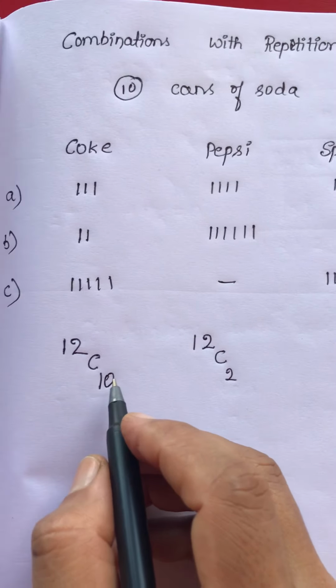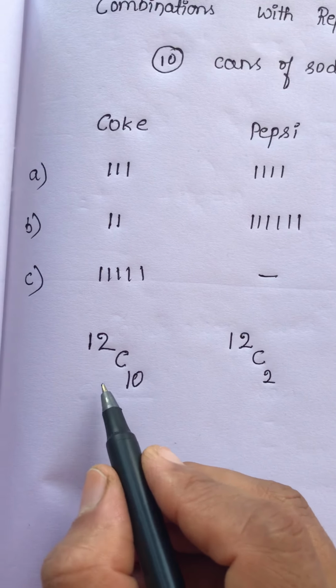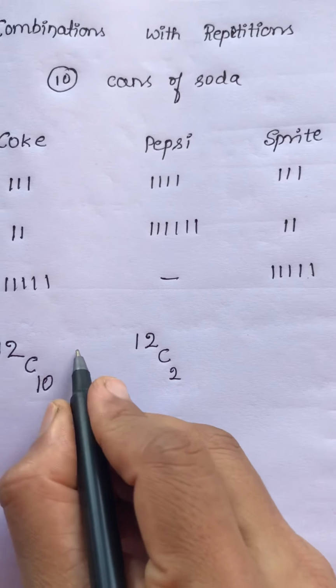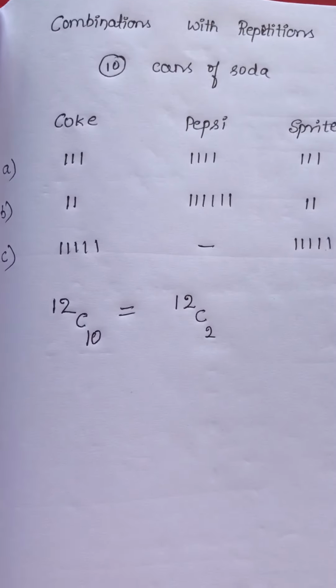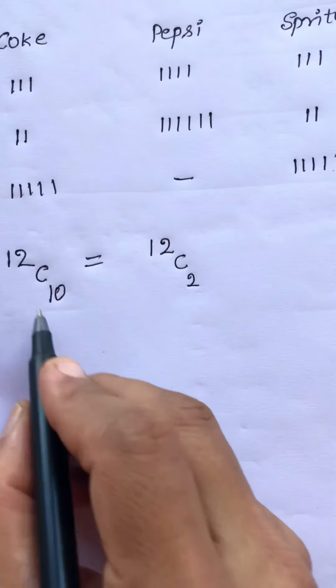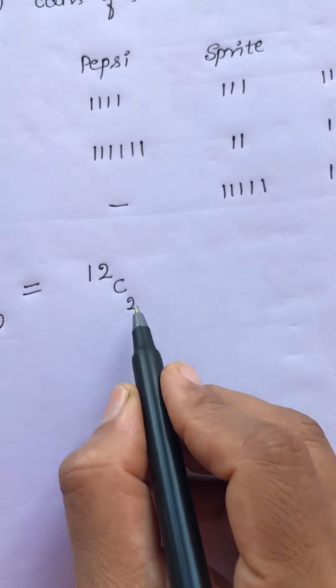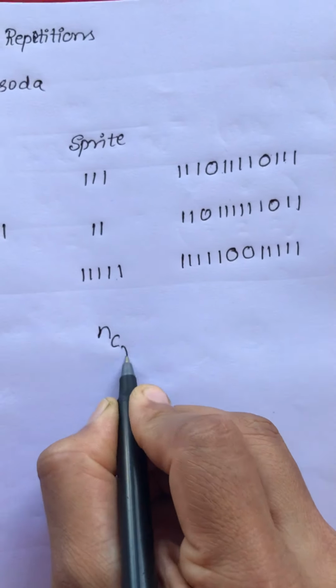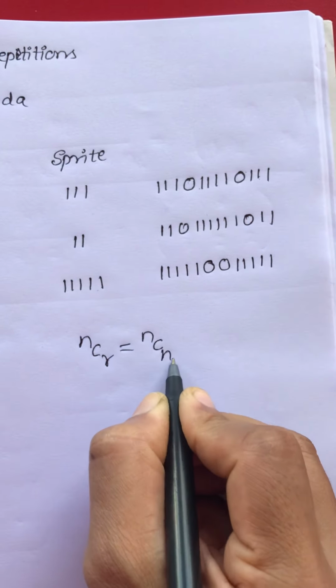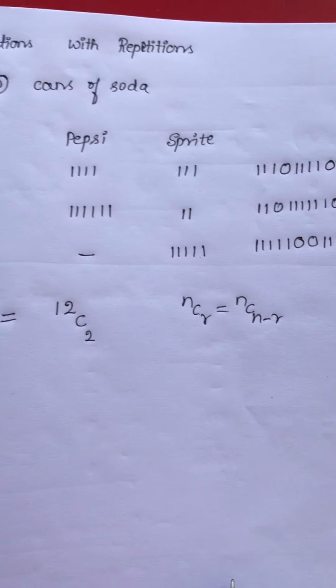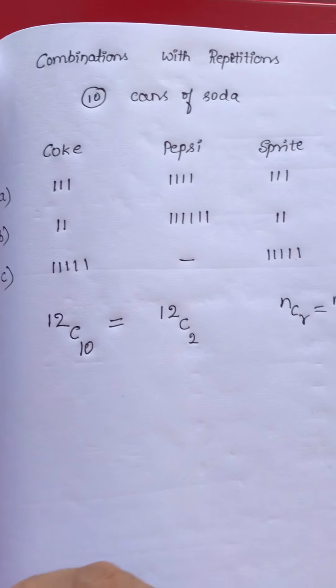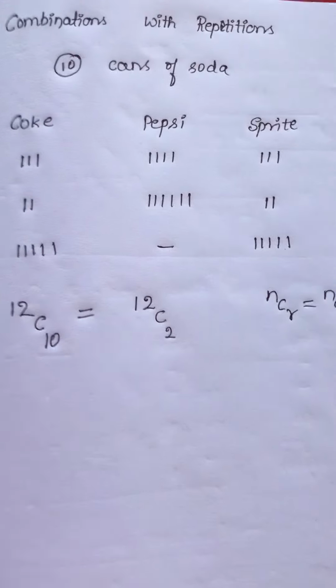So obviously now you must be thinking whether we should use this formula or this formula, but these two formulas are the same, right? 12C10 is equal to 12C2 because nCr is equal to nC(n minus r). Okay, so this is about this example. In general, we will see now what happens.